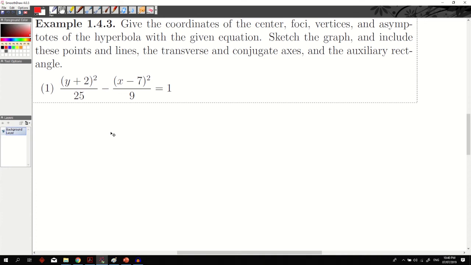For this example, okay, so we have here: give the coordinates of the center, foci, vertices, and asymptotes of the hyperbola with a given equation. Sketch the graph and include these points, as well as the transverse and conjugate axis. So here we have another, transverse and conjugate axis. So transverse is considered the major axis, and conjugate will be the minor axis.